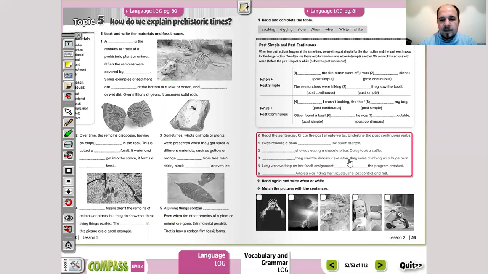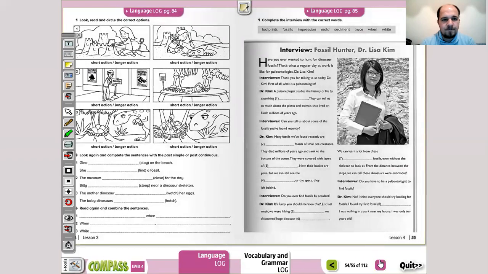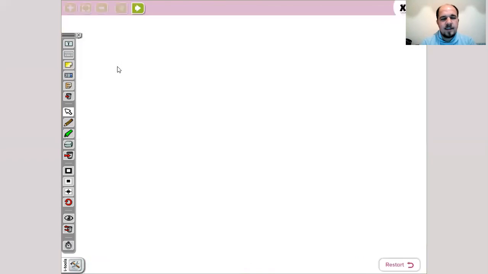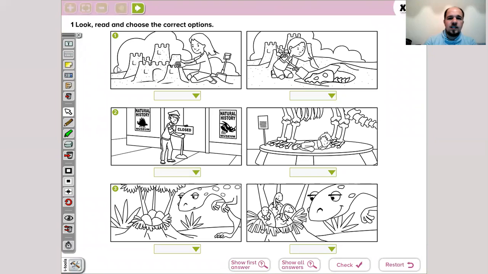Yeah, and the last page is going to be 54. Yes. Remember: short action, longer action, short action or the longer action. Which one is a short action? I think this is the short action. Oh, why is that longer one?